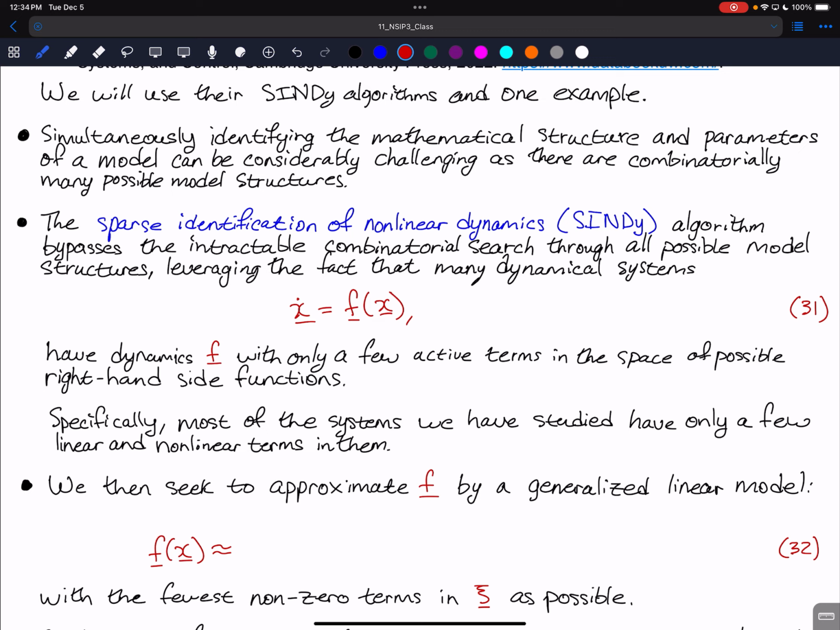So generally we're thinking that most of the systems we've studied have only a few linear stiffnesses and a few nonlinear stiffnesses or damping terms that are coupling the degrees of freedom. And you could imagine that there could be an infinite number of terms, but pretty much everything we've seen has only had a few of these. So this dynamics is relatively sparse compared to what it could be.